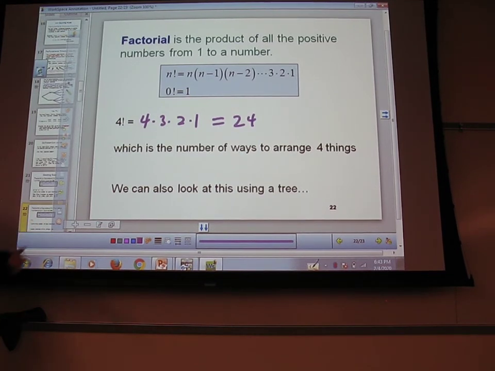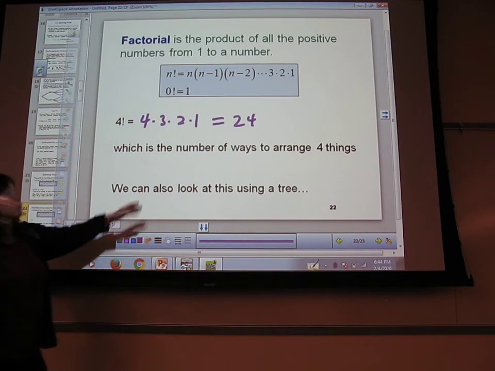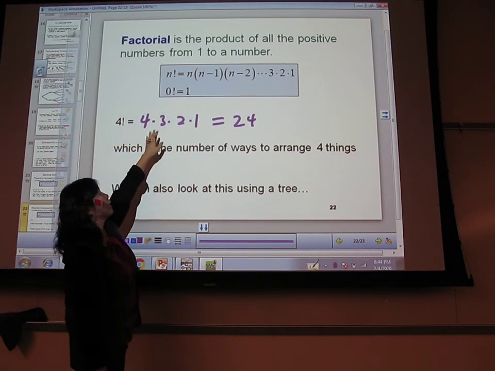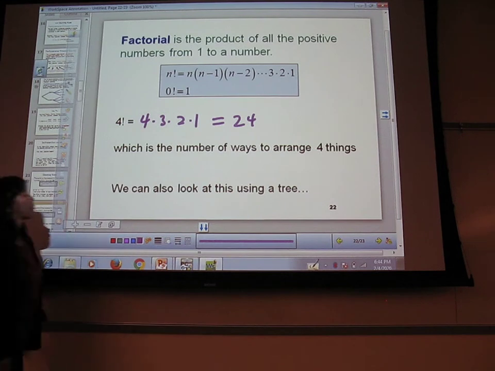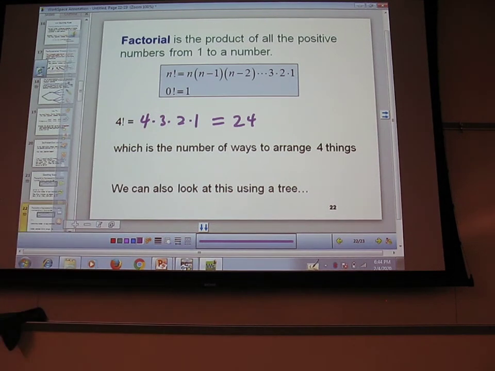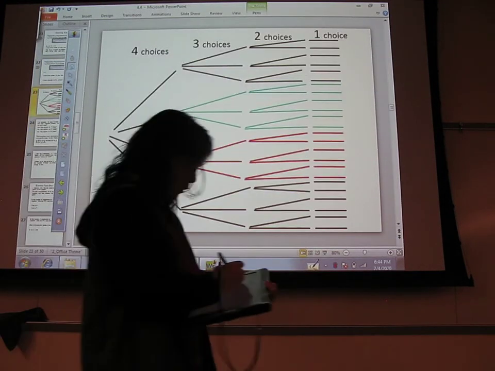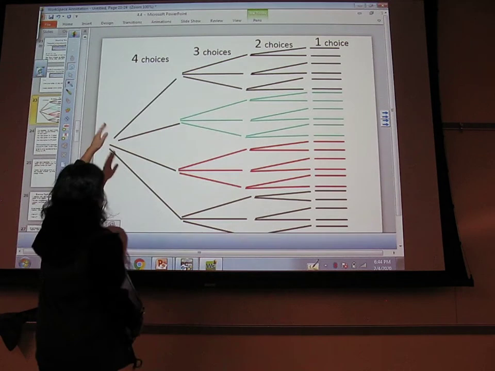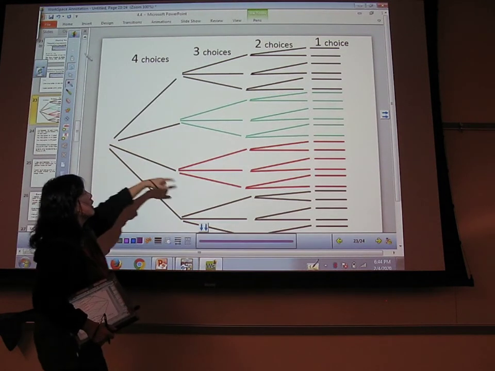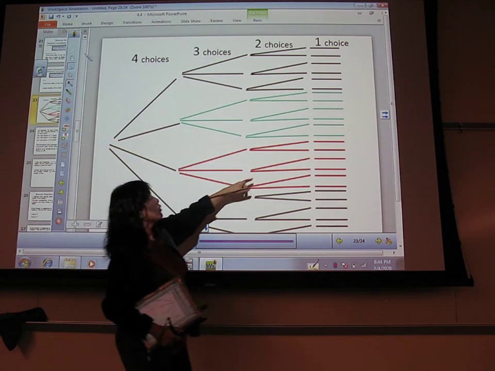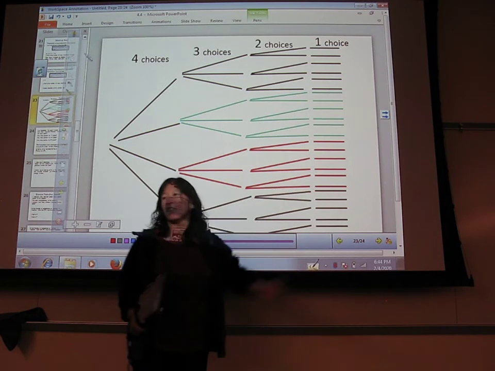Right, because you have 4 items. How many options for your first position? 4. 3 left, then 2 left, then 1 left. We can also look at this using a tree. Right, so if I want to pull a tree out here, maybe. There's 4 choices for the first spot, and then after you do that, then you only have 3 choices left. After you pick one of those, you only have 2 left, and then after you pick one of those, you only have 1 left.